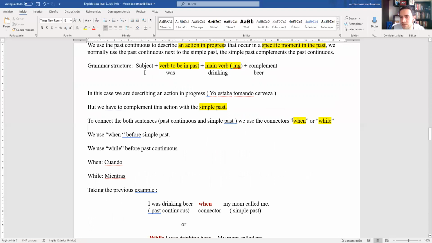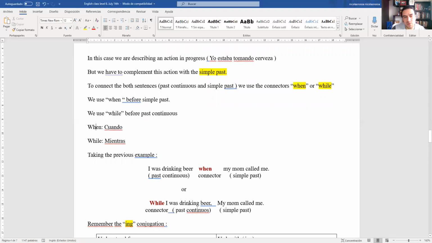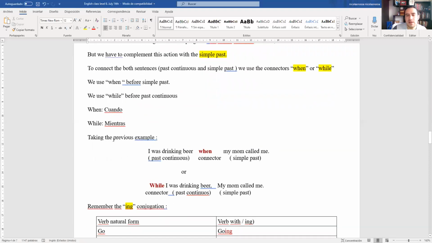We use connectors. We are going to use the connectors when or while, ¿no? Esta pila es con esta regla, we use when before simple past, se utiliza el when antes del pasado simple. And we use while, y se usa el while, antes del pasado continuo, esa es la regla, okay? Entonces, when, que traduce cuando, while in Spanish, mientras, okay?